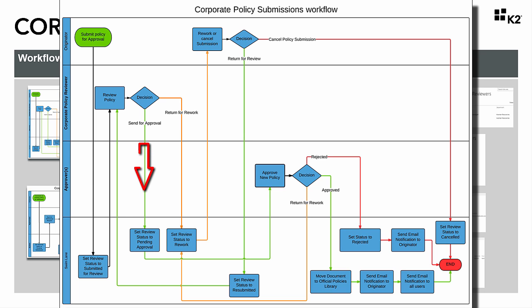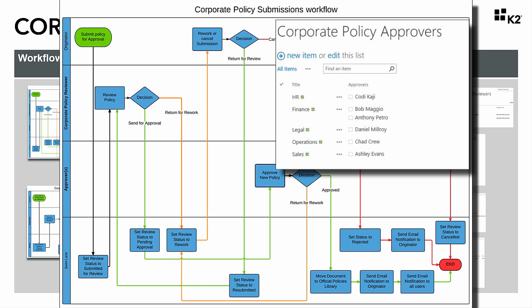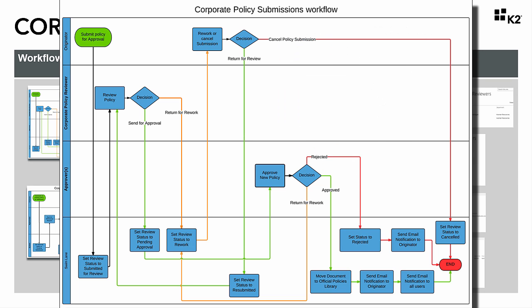When the document is sent for approval, the system will update the document status to reflect this and then assign the approved new policy user task to the approver for the current policy type. The interesting thing here is the approver will be looked up from a list in SharePoint so that the approval task is routed correctly based on the type of policy being submitted. At this stage, the approver may return the document for rework, in which case the same rework loop as before gets kicked off all over again.